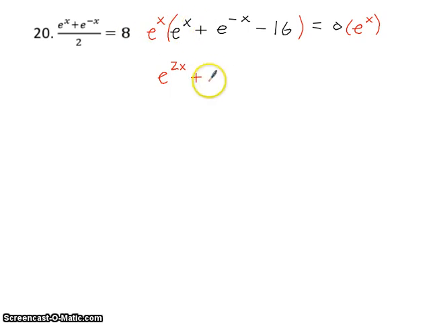Same base, add exponent, so we have an e to the 0 power, e to the x times negative 16, and then 0 times anything is 0. So let's go ahead and rewrite our problem a little bit. We know that e to the 2x is like saying e to the x to the second power. E to the 0 power is a 1.